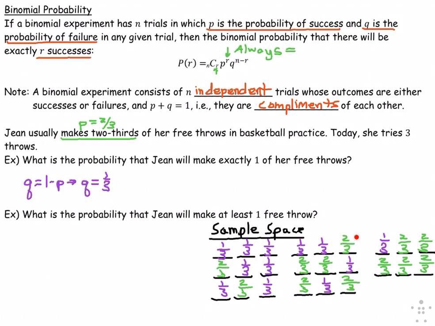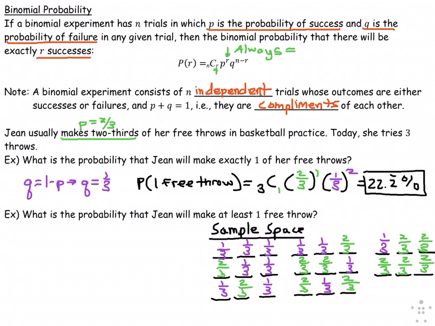Because we have these 3, that's where the combination comes in from this formula, because their arrangement order will not matter. And then we have to multiply the number of successes and the number of failures. So we have 3 choose 1 times 2/3 times the quantity of 1/3 squared, which gives us the following probability. So 22.2% of the time, Jean will make exactly 1 of her free throws.